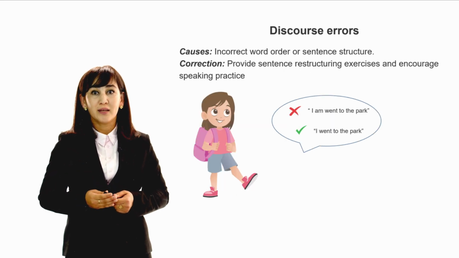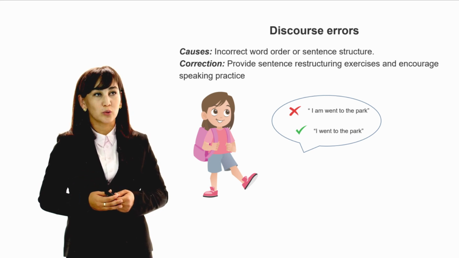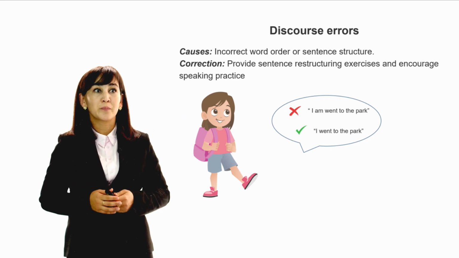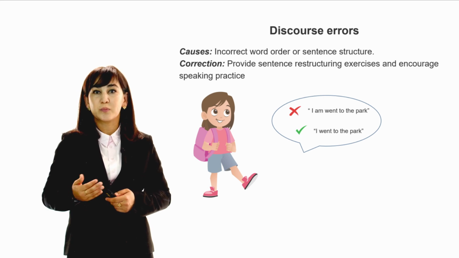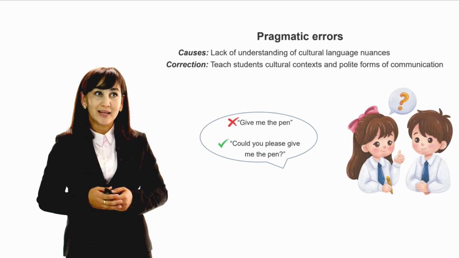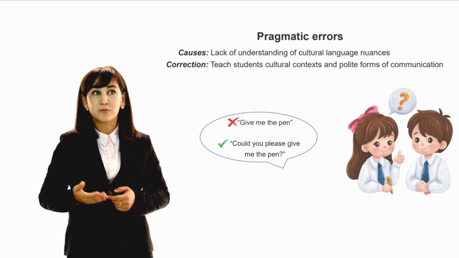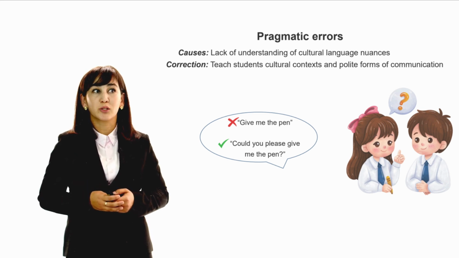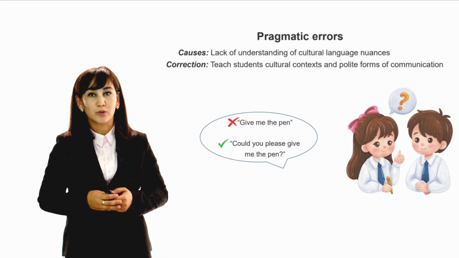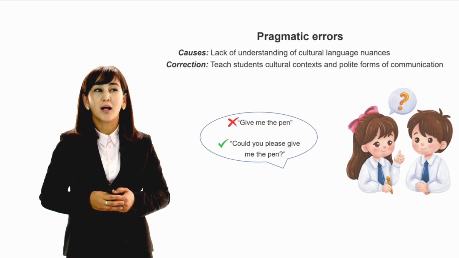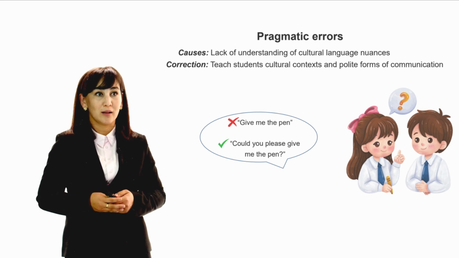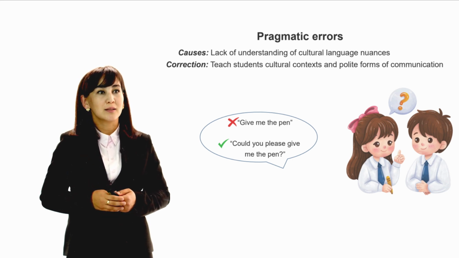Most of the time, we as teachers forget about discourse errors. This is caused by incorrect word order or sentence structure. How to correct? Here we can provide sentence restructuring exercises and encourage students' speaking practice. Another type of error is the pragmatic one. Here, students have this problem because of lack of understanding of cultural language nuances. It's better to keep in mind that we don't teach only language, but we teach language culture as well. Here, it's better to teach students cultural context and polite forms of communication as well. For example, not "give me the pen," but "could you please give me the pen?"